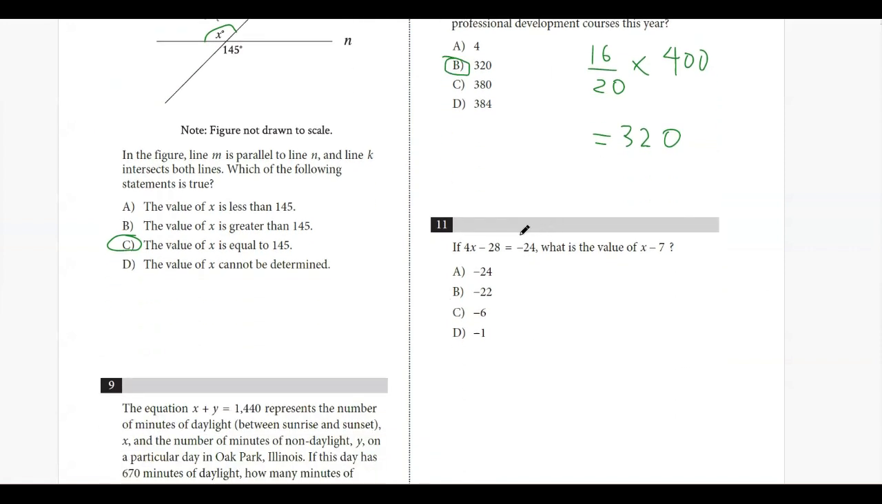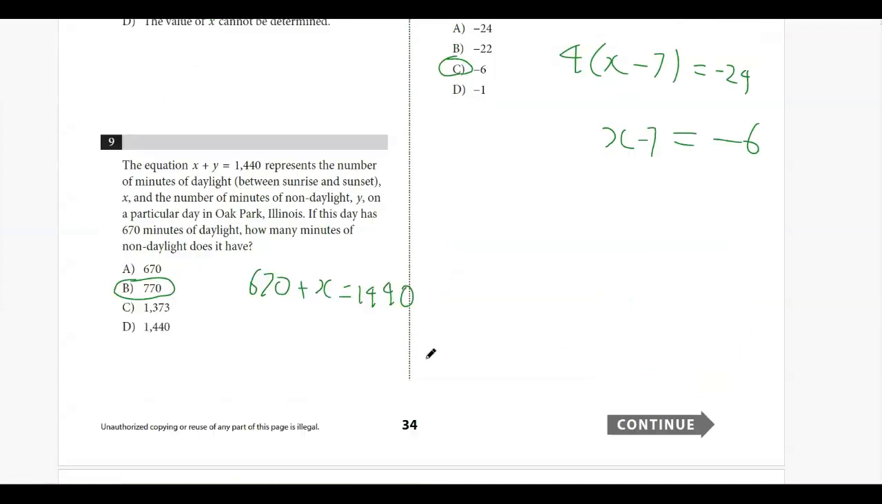Okay. If 4x minus 20 is equal to minus 24, what's the value of x minus 7? I can factor the 4 out in front here, and it becomes like this. And divide by 4 on both sides, we get x minus 7 is equal to minus 6. So C as in cat is the correct answer.